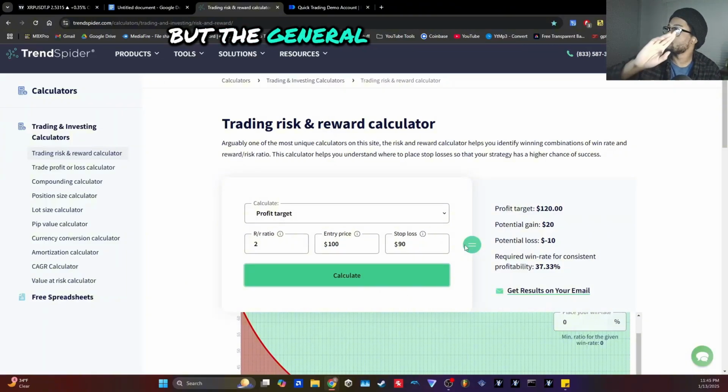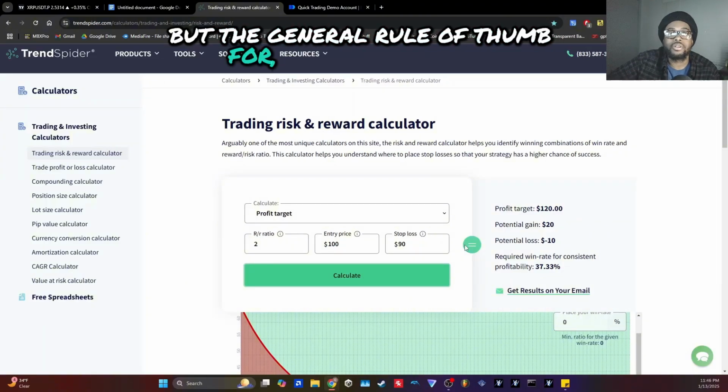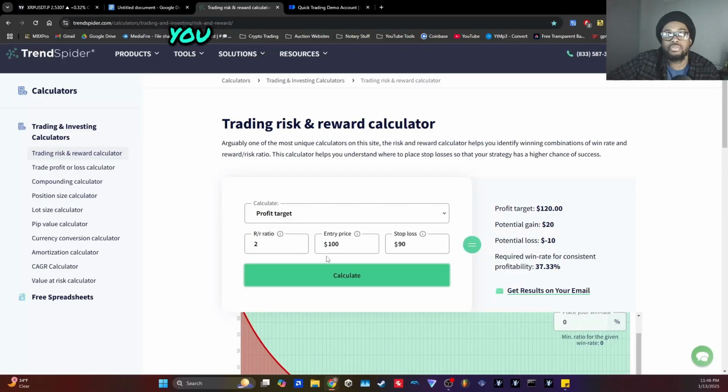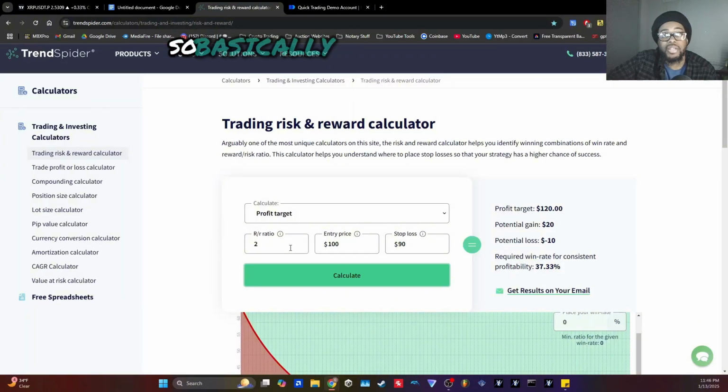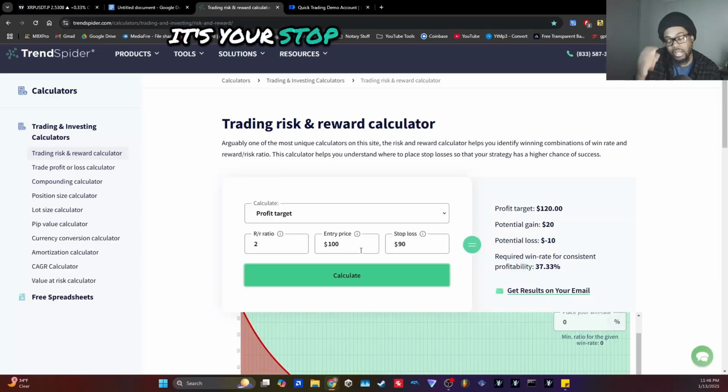But the general rule of thumb for your RR ratio, R&R ratio, right? You want it to at least be 2, no less than 2. So basically what the ratio is, it's your stop loss and it's your take profit. Let me explain this a little bit.